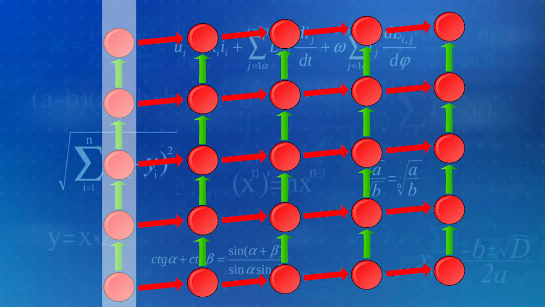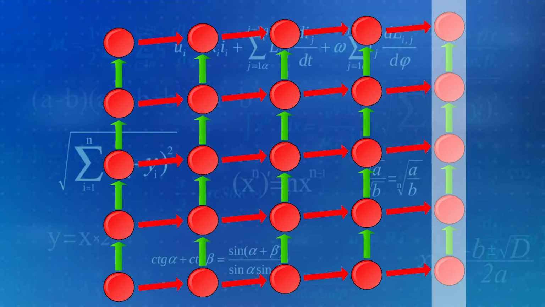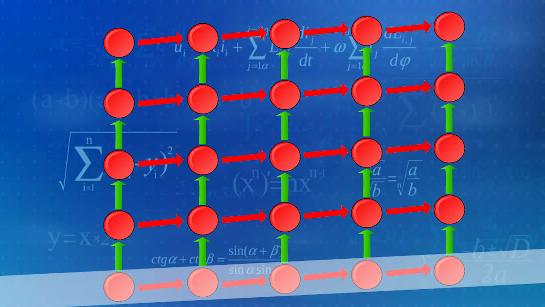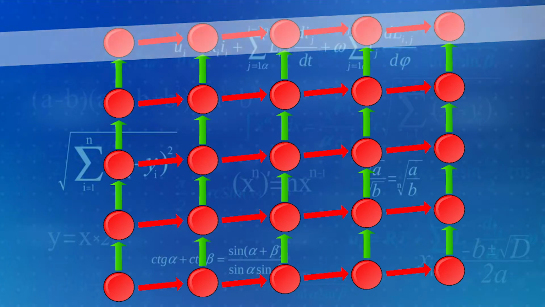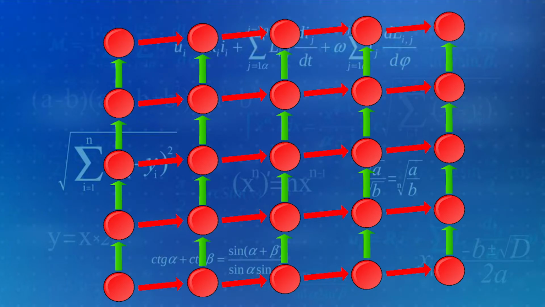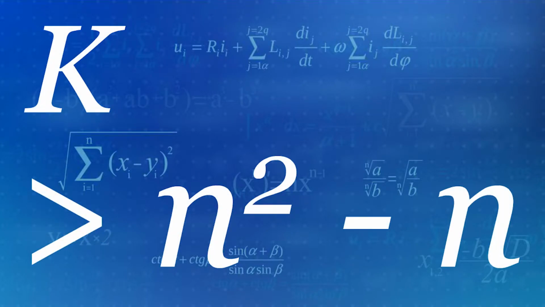This is because company B only connects points which are on a vertical line, while company A only connects points which are on the same diagonal. And it can be easily seen that in this case, K is equal to n square minus n. In conclusion, the minimum number K that we are seeking is greater than n square minus n.